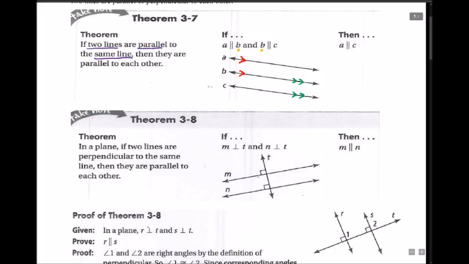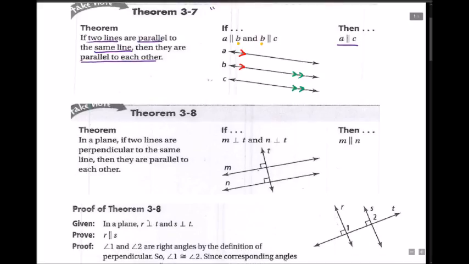Now, when you're looking at this, hopefully you see what's going to happen here. They are going to be parallel to each other. We can say that A is parallel to C. Line A is parallel to line C. And I enjoy loosely calling this the transitive property of parallel lines.